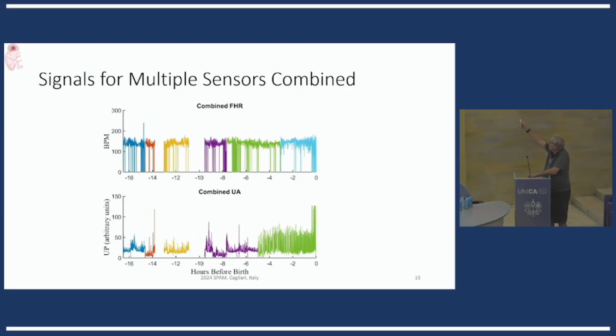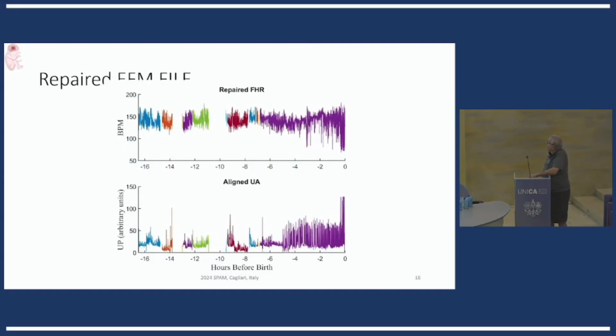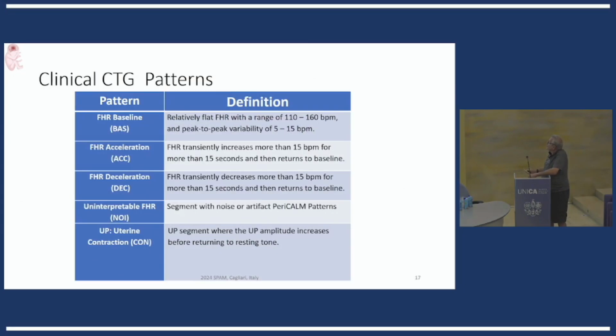We can see in the FHR signals these dropouts. These are short periods in which we've lost signal. So when they're repaired, the repair goes through, gets rid of the dropouts, interpolates signals, and then aligns the repaired FHR with the aligned UA. Then the clinical patterns which are identified, I don't think I need to go through these.